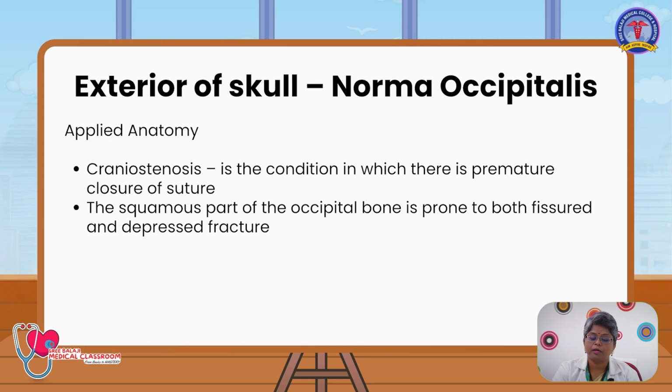Coming to some important applied aspects of norma occipitalis. This is craniostenosis. What is craniostenosis? It is a condition in which there is premature closure of the cranial sutures. When lambdoid and coronal sutures are involved, the skull grows vertically, leading to tower skull. And fractures of the occipital bone can be both in the form of fissured and depressed type of fractures.